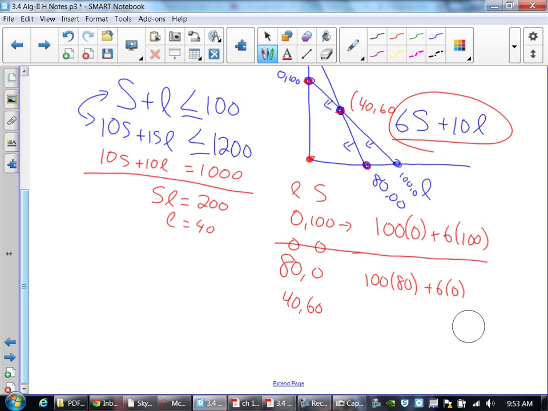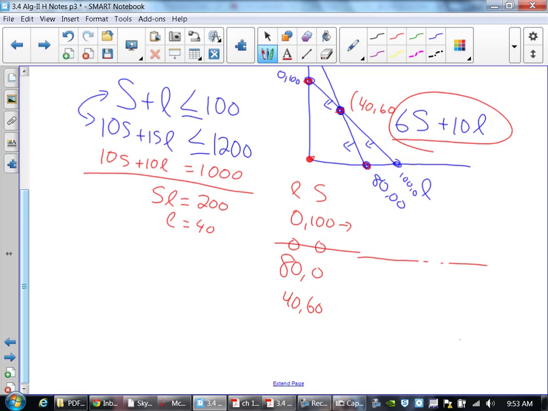Why is it 100 times? Did you flip this backwards? I mean, 10 times 0. Too many zeros. So it's 10 times 0. This is L. You get 600 for the first. So how did it, what's the right way? 6 times 60 plus 10 times 40.